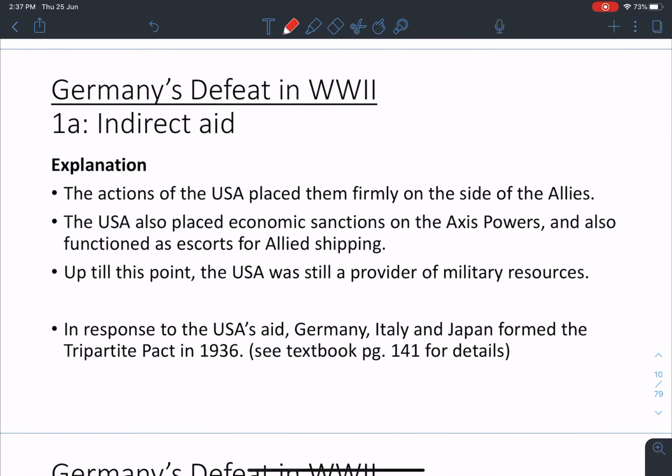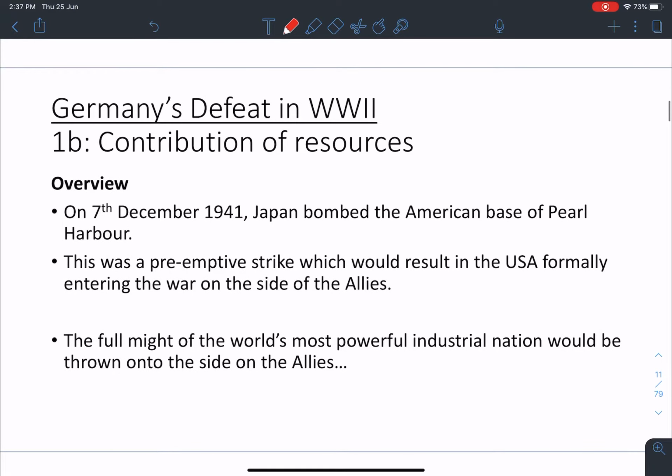So what then happens after this? What happens is that we have the trigger where Japan bombs Pearl Harbor, and now America enters the war. America entering the war has two main effects. One of them is military consequences, and one of them is economic consequences. We are going to look at the economic consequence first. I will explain in due course.